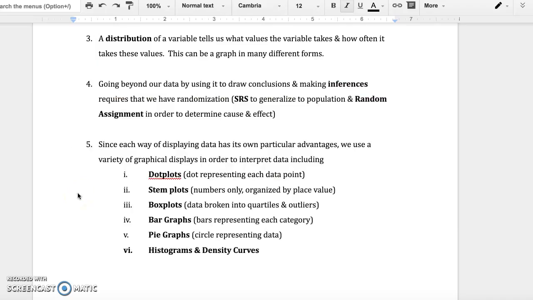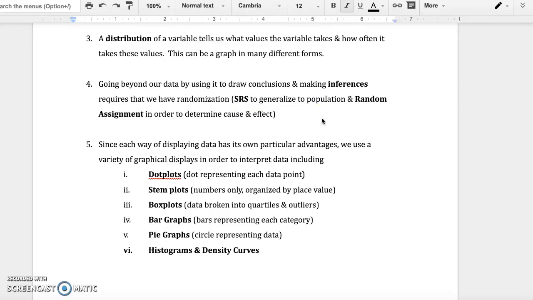All year long we'll be talking about distributions. Knowing what a distribution is is important. It's the values that a variable takes and how often it takes those. Looking at these things, we're going to look at ways to draw inferences. So how can we take the data we have and apply it to a larger group? How can we determine cause and effect between two types of variables, an explanatory and a response variable? Those are things that we're going to explore more over the course of the year and in Chapter 4, but randomization is key to those.